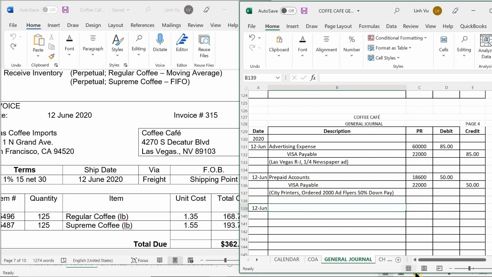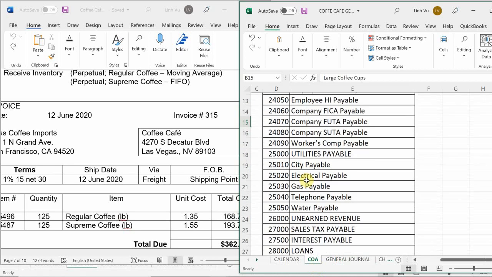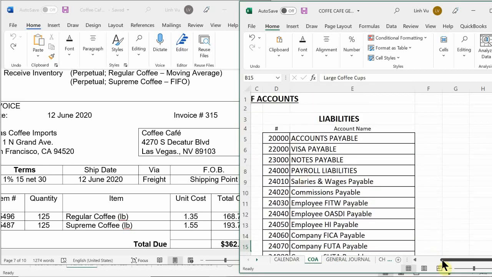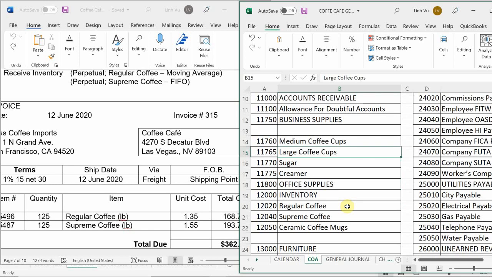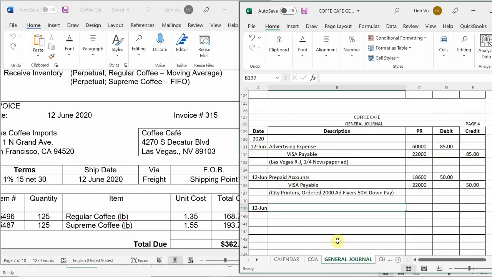What else do we have? Supreme coffee. So let's take a look at our chart of accounts. Do we have our accounts for that? And what accounts are they? We have regular, we have supreme. What account numbers? 1220 and 1240, okay? So that's what I'm going to do. I'm going to journalize that I have regular coffee and I have supreme coffee.